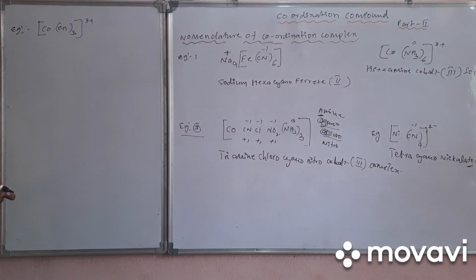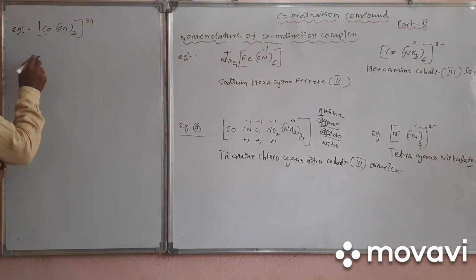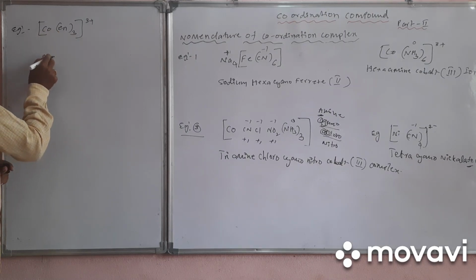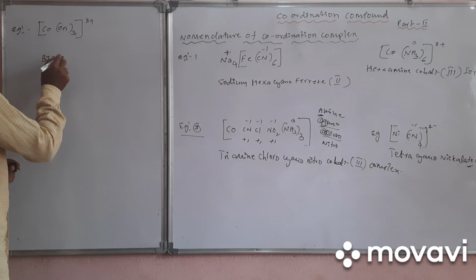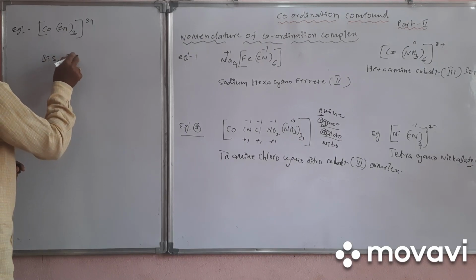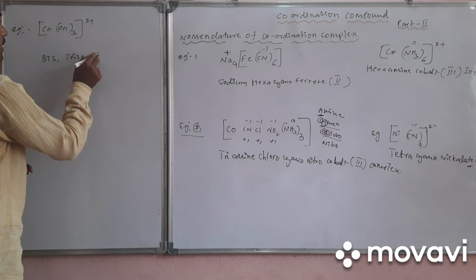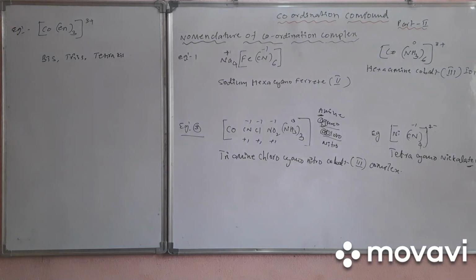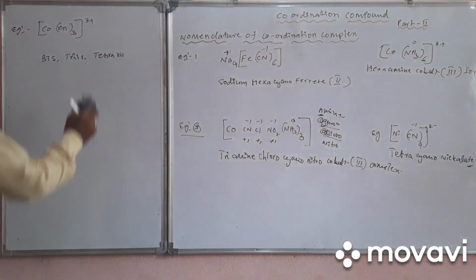If the complex compound has a ligand whose name already includes a number, that ligand name is written in brackets. Before the bracket we use special prefixes: if there are 2 ligands we use bis, if there are 3 we use tris, and for 4 ligands we use tetrakis. Okay, let us observe this example.